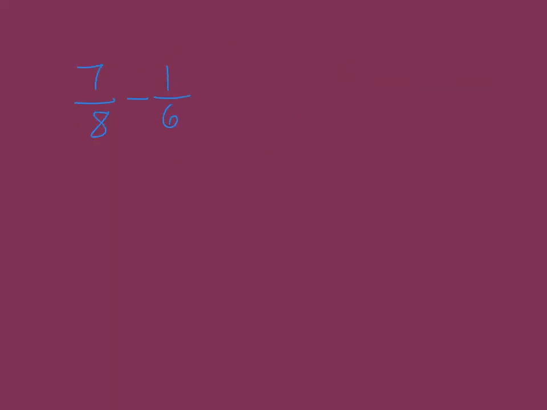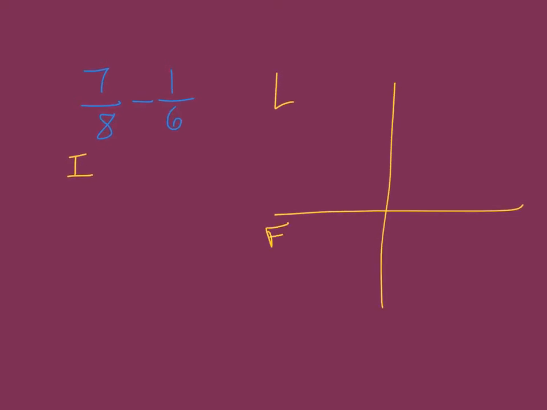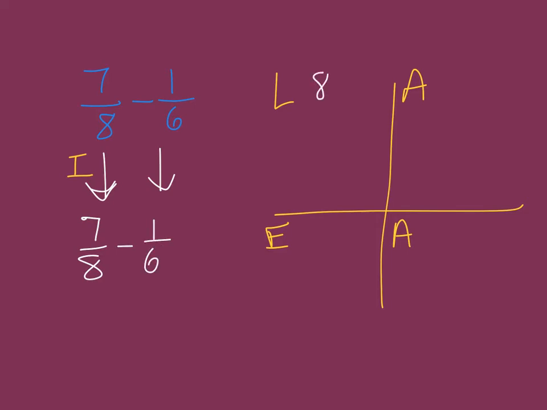Next, well, it's going to be the same process, but this time we're going to be subtracting. So I want to write out my acronym. I love eating apples and avocados. Again, they do not need to be changed into improper fractions, so I'm going to stay with 7/8 minus 1/6. My least common multiple is going to be of my two denominators, which in this case are 8 and 6.